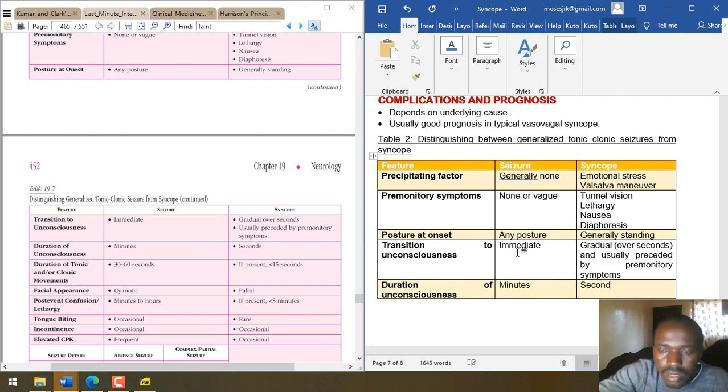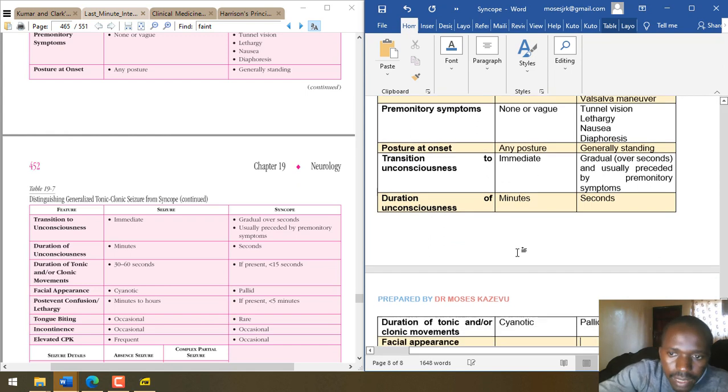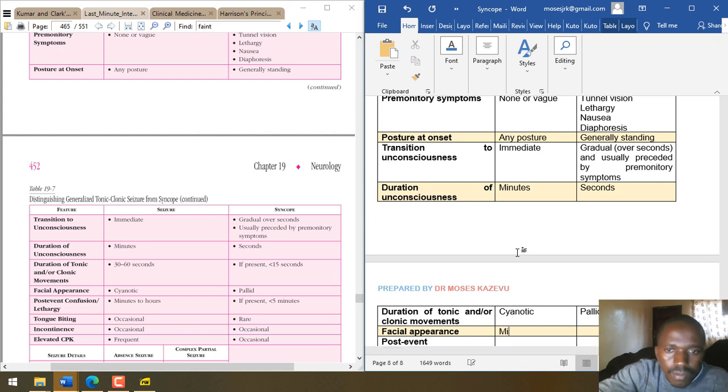Here they are cyanotic with seizures. They appear pale in fainting. Sorry, this should have been here. The actual duration of the clonic movements is 30 to 60 seconds. Then here, if there's some twitching, if present, less than 15 seconds, very short. Facial appearance cyanotic, pallid with syncope. Post-event, they occur minutes to hours. And if present here, they're going to be less than 5 minutes.